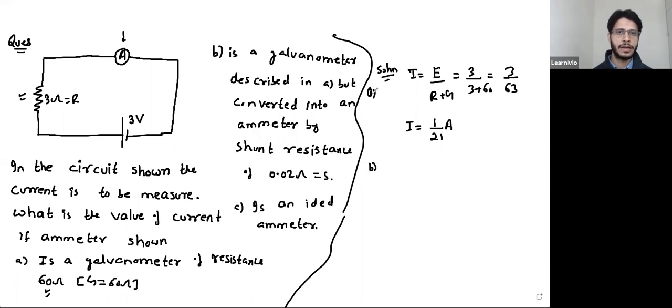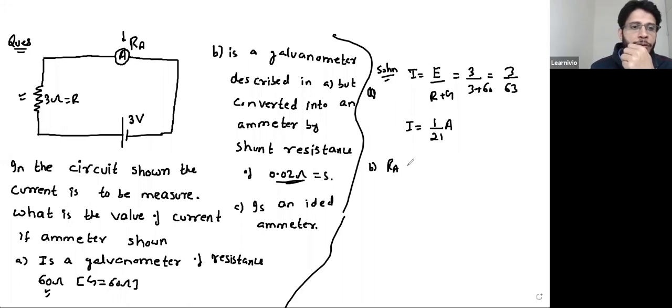Oh, it's part A. Part B, you are measuring current not through a galvanometer but through an ammeter. And for making the ammeter, you are using a shunt resistance of 0.02. Now, can you guess the value of current? See, if you say that this is an ammeter, then you need the resistance of the ammeter.